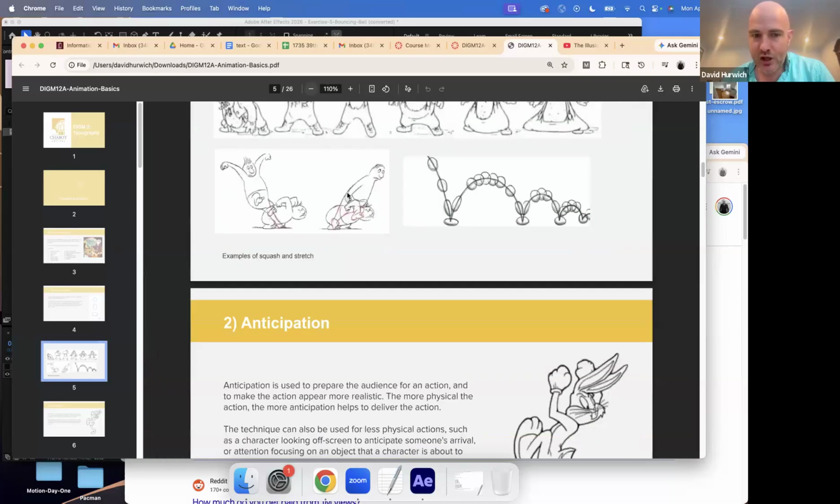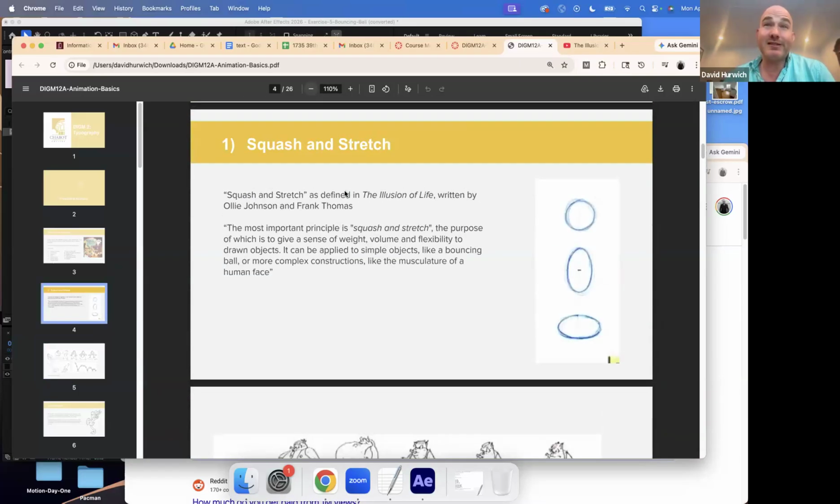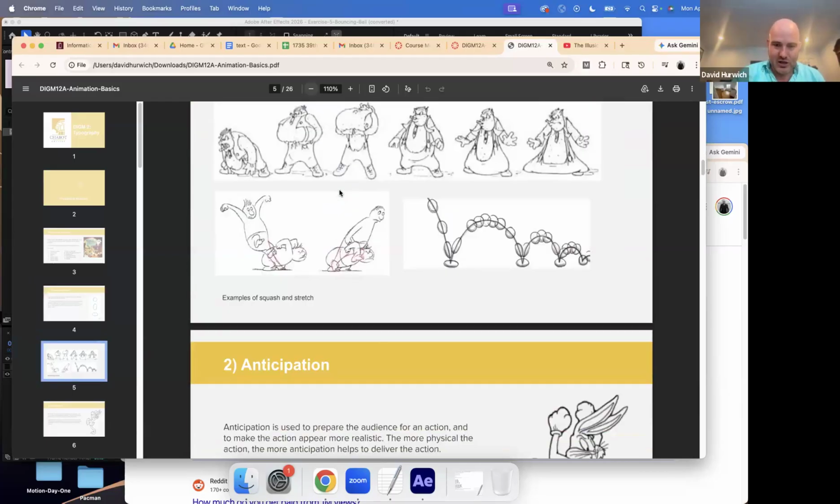Okay. This is something you're going to see all the time in animation, especially old school Warner Brothers, like Bugs Bunny and Popeye type of stuff.